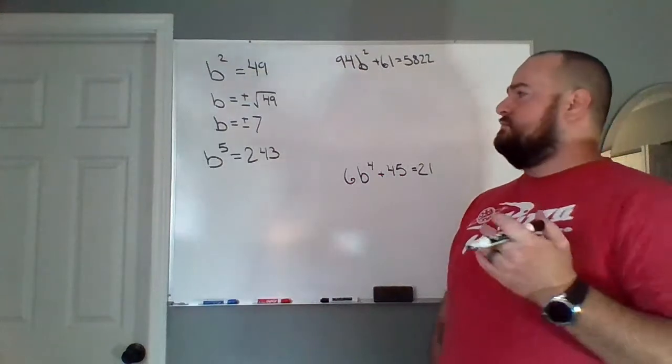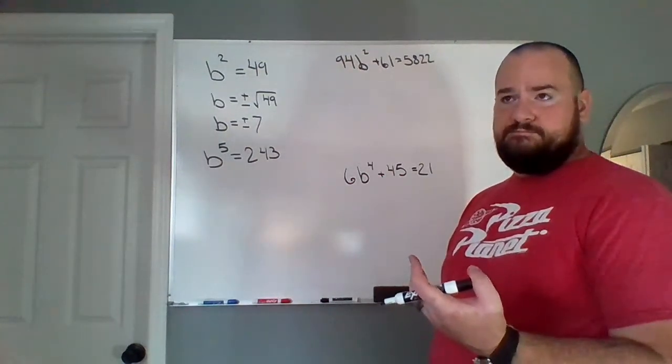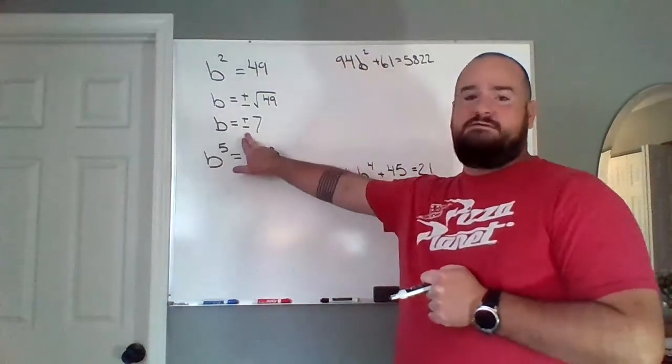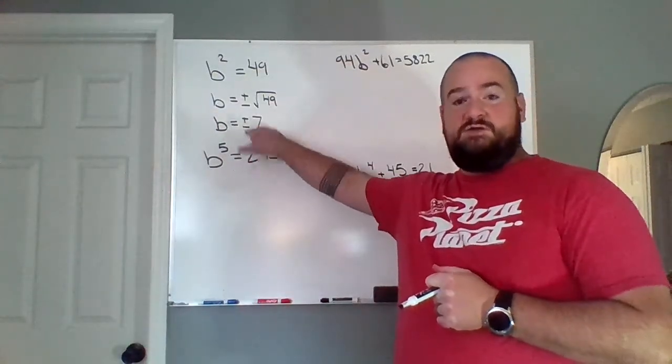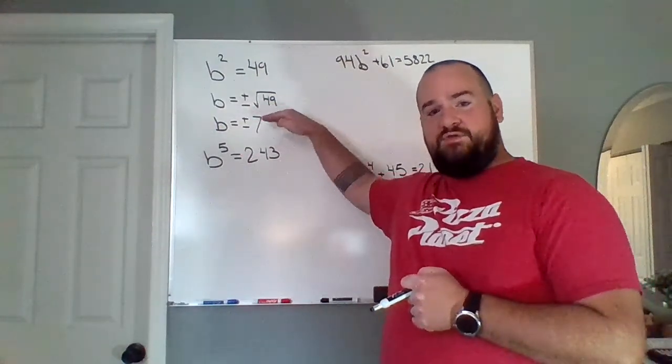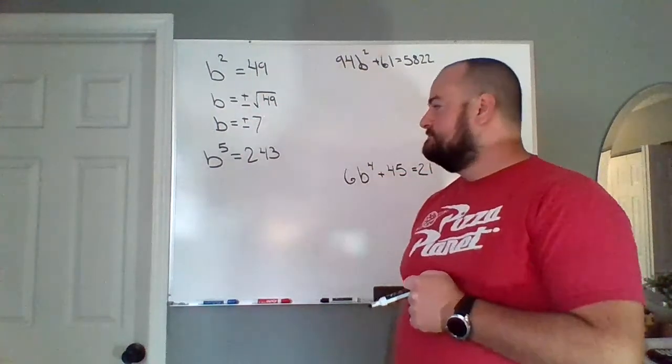Now, you guys have a test coming up? Pretty much always after this section, you're going to have a test. On a test, if you just say 7, you will miss points. If you just say -7, you will miss points. You have to have both solutions to get full credit.